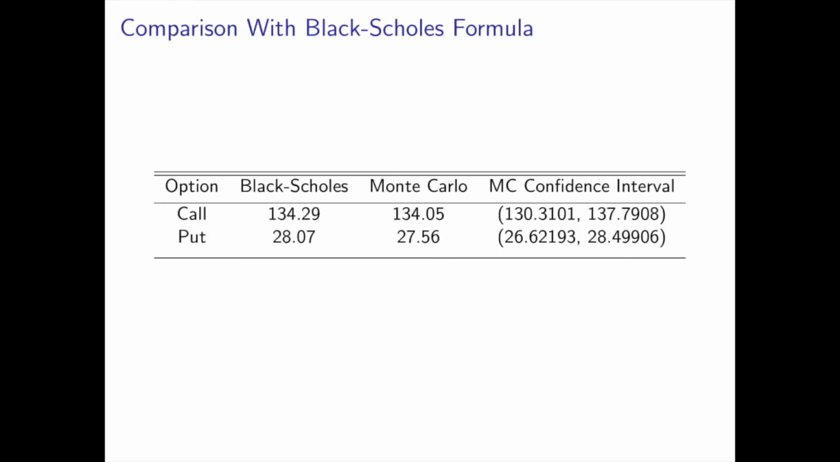Now we compare our Monte Carlo estimation results with the Black-Scholes formula. We can see that the estimated value of the call option from the Black-Scholes formula is $134.29, and the put option is $28.07, which is very close to our Monte Carlo estimation.